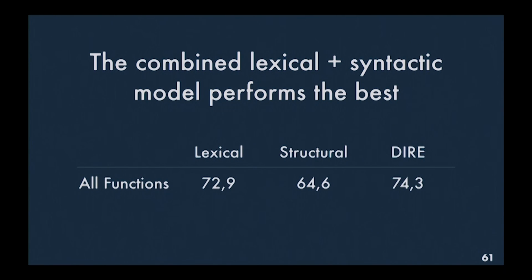I'm showing you here both the output of the purely lexical model that uses the lexical encoder, a purely structural model that uses only the structural encoder, the one based on the abstract syntax tree, as well as the combination, which we call DIRE. You can see that the combination of lexical and syntactic information performs the best, but really just the lexical model gets you a lot of the way there. And we're getting about 74% of these original names. We're able to recover them exactly.